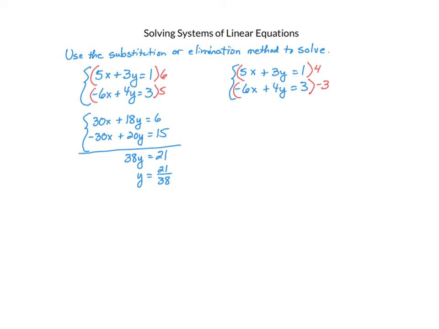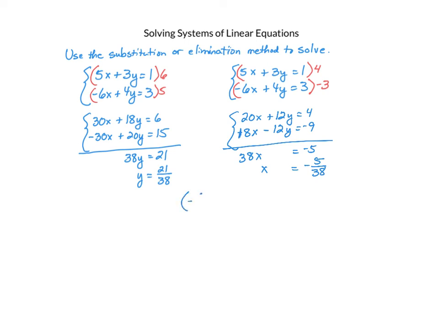So our system becomes 20x plus 12y equals 4 and positive 18x minus 12y equals negative 9. When we add the equations together, we get 38x equals negative 5, or x equals negative 5/38. So we have those two coordinates, negative 5/38 and 21/38, and we put them together, and we have the solution to this system.